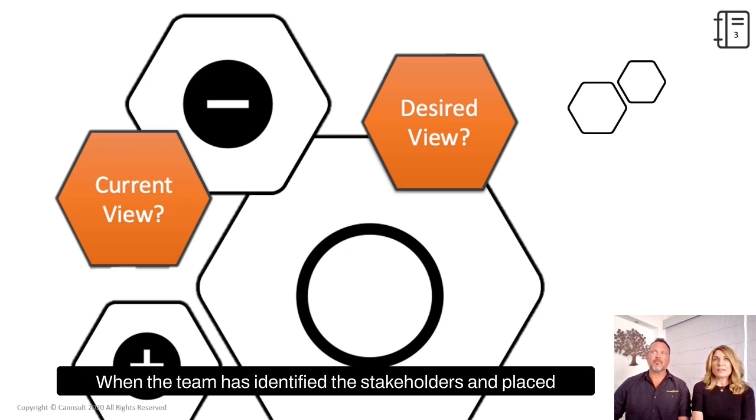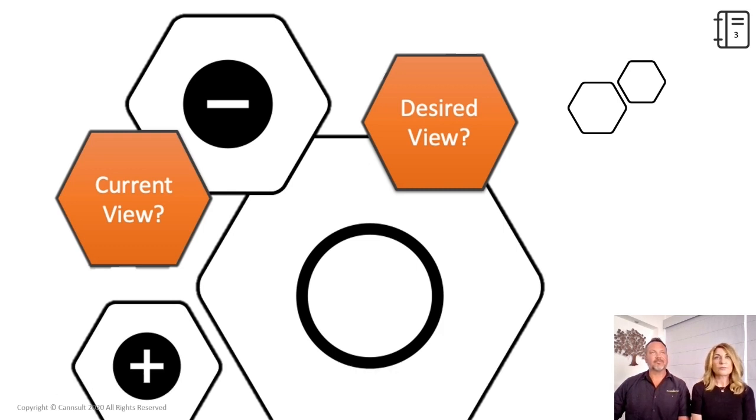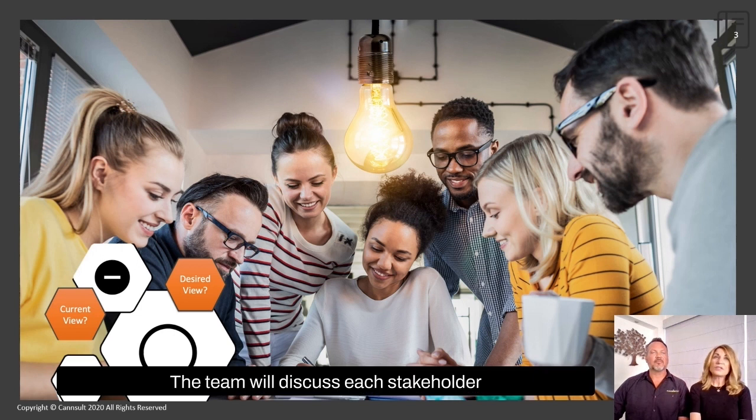When the team has identified the stakeholders and placed them in the appropriate ring on the diagram, the next step is to assess the current perspective of each with regard to the project. This is not a scientific assessment, and it's also not an emotional activity, but it's a necessary early step to determine how to best work with the stakeholder. The team will discuss each stakeholder or stakeholder group. And using their current knowledge, they'll identify the stakeholder as either supportive, neutral, or negative. The team won't always know the current perspective of every stakeholder, and when they don't, it's an action item for someone to find out.